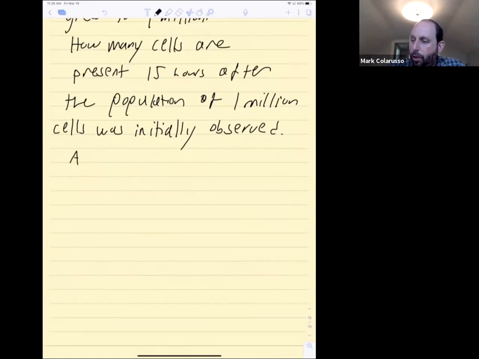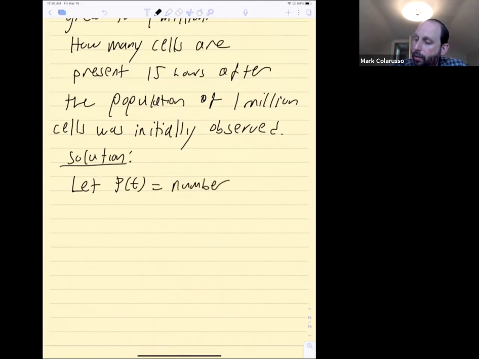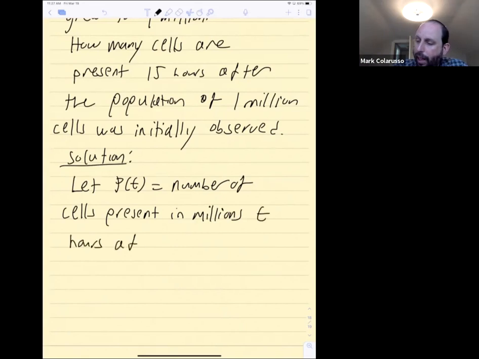So here's the solution. Let P of t be the population of cells, the number of cells present, in millions, because I don't want to write all these zeros. So this is going to be the number of cells present in millions, t hours after the initial population of 1 million cells was observed.